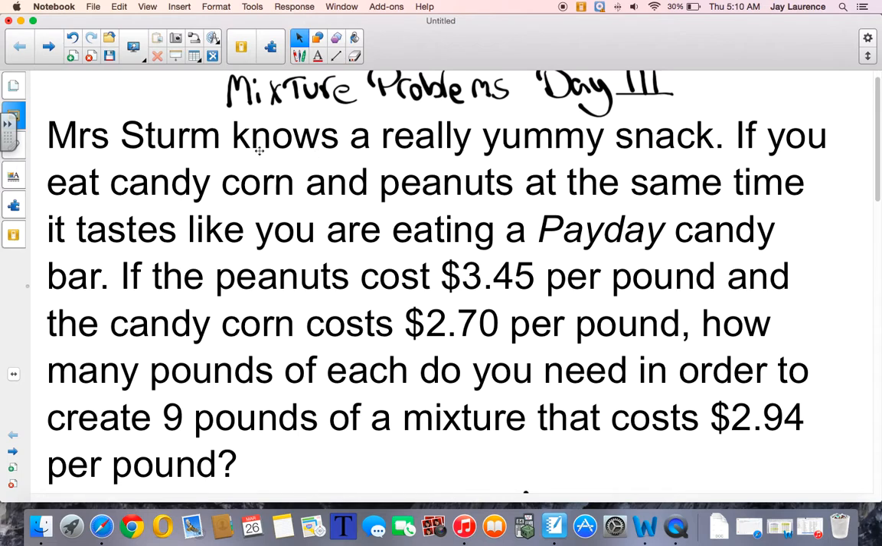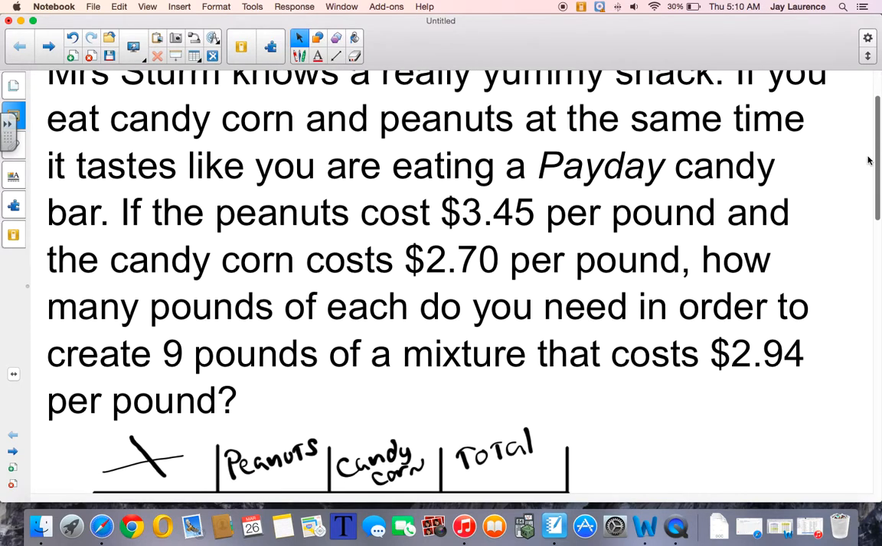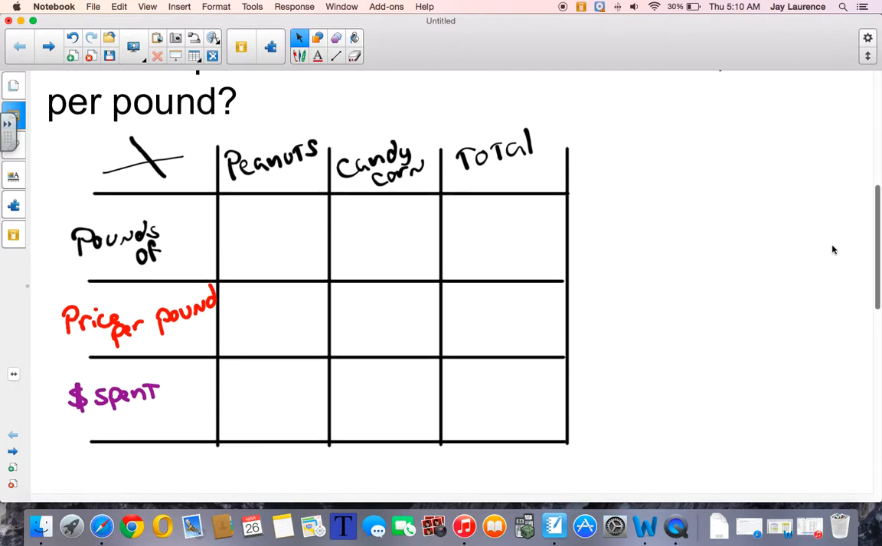All right, so let's get right down to this. We're doing mixture problems, and this one is a true story. It says, Mrs. Sturm knows a really yummy snack. If you eat candy corn and peanuts at the same time, it tastes like you were eating a Payday candy bar. If the peanuts cost $3.45 per pound and the candy corn costs $2.70 per pound, how many pounds of each do you need in order to create 9 pounds of a mixture that costs $2.94 per pound? Well, I'm going to go to my chart.